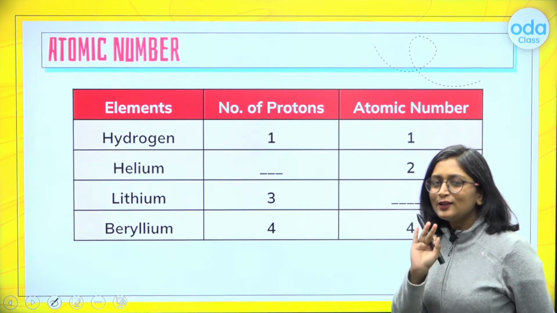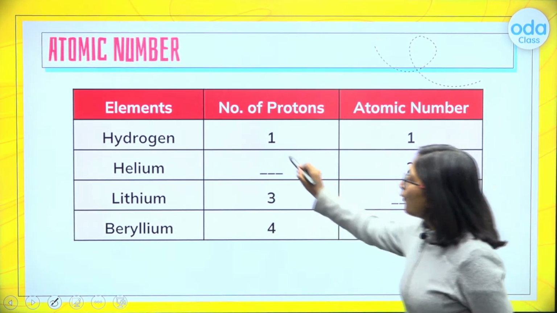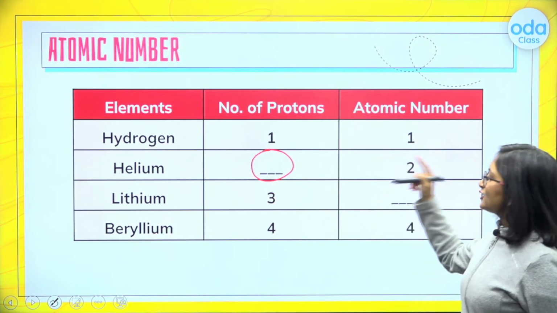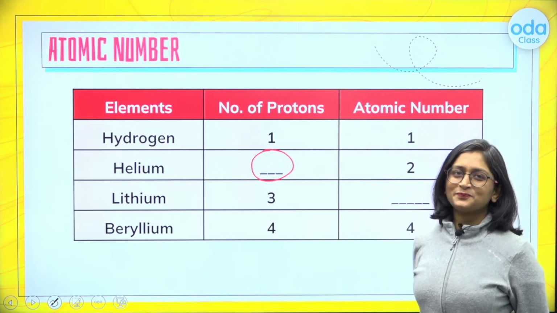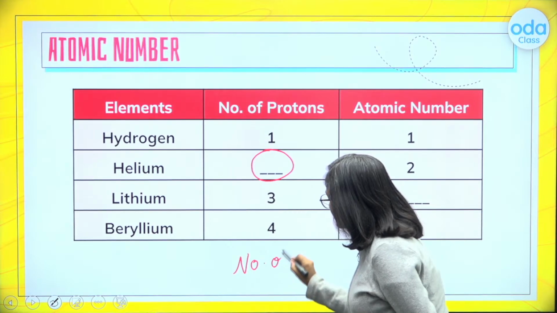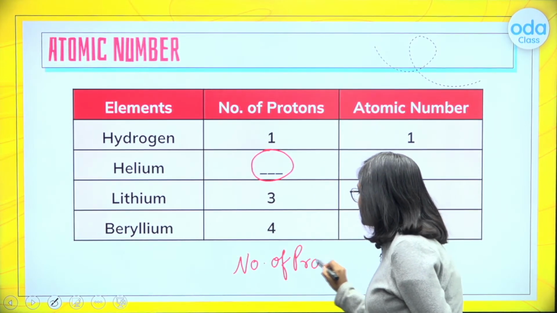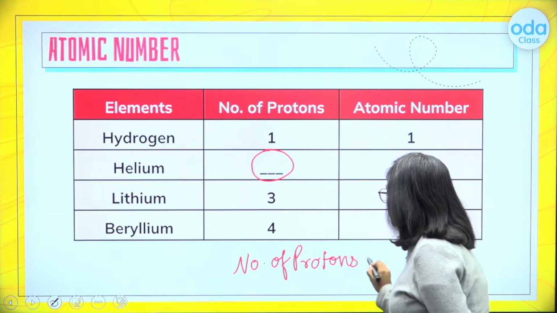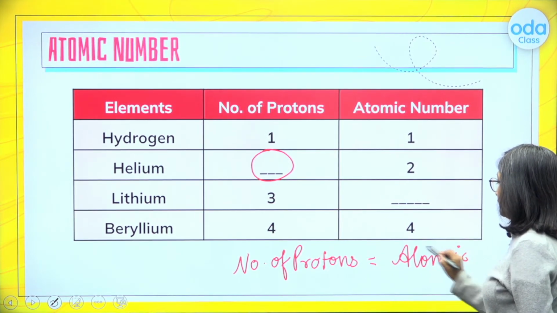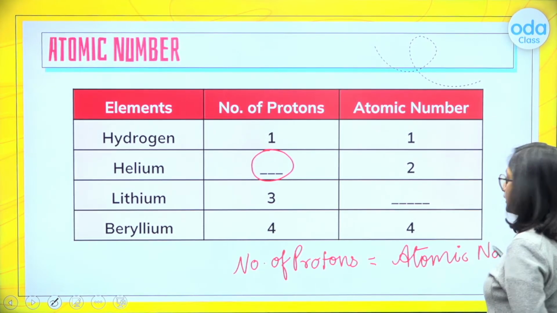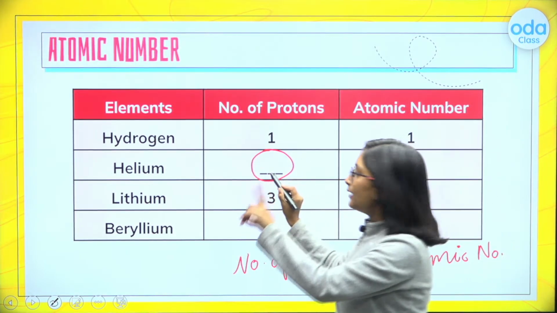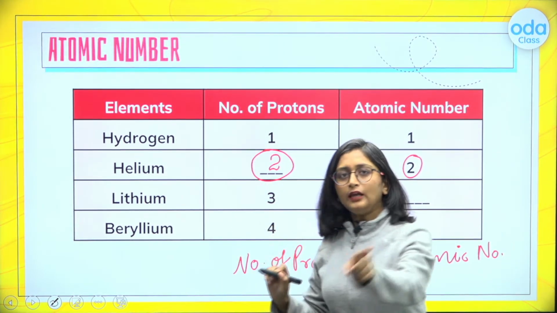Can you just tell me what would be the number of protons if the atomic number of helium is given? So you know that the number of protons, right? Everyone, please keep a note of this. Number of protons is equal to atomic number. Well, I can write it as equal to Z also, right? Atomic number. So the atomic number is 2. Thus, we can say that the number of protons present in helium would be 2.